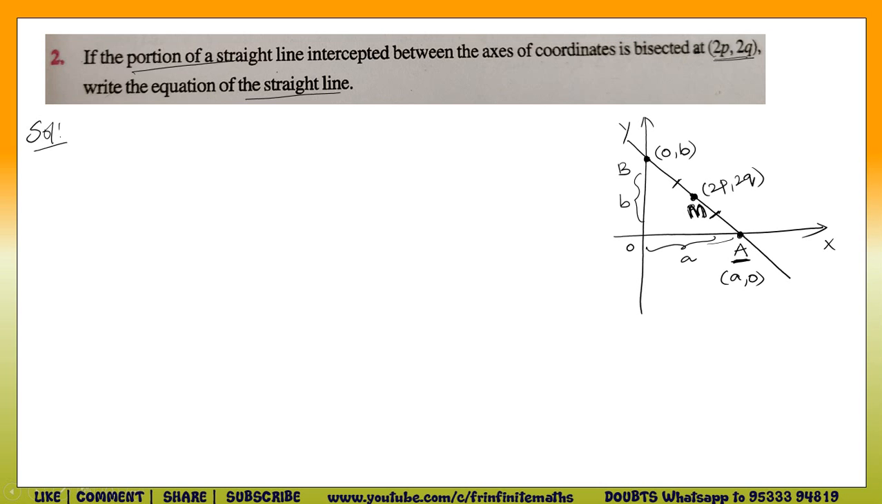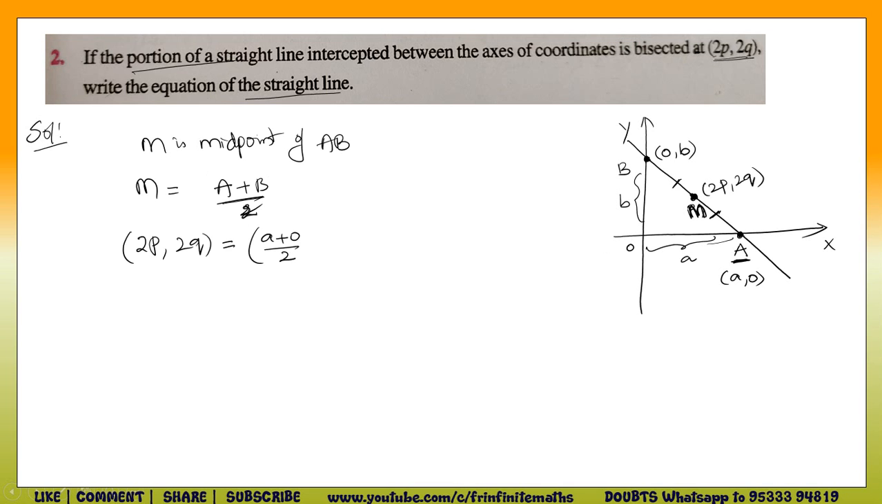Now already we know M is the midpoint of AB. So M can be written as (A plus B) by 2. That means this point M is 2P comma 2Q. A plus B by 2 means the midpoint of AB, so the average of the x coordinates, (A plus 0) by 2 comma (0 plus B) by 2. So already you know the midpoint formula, no?